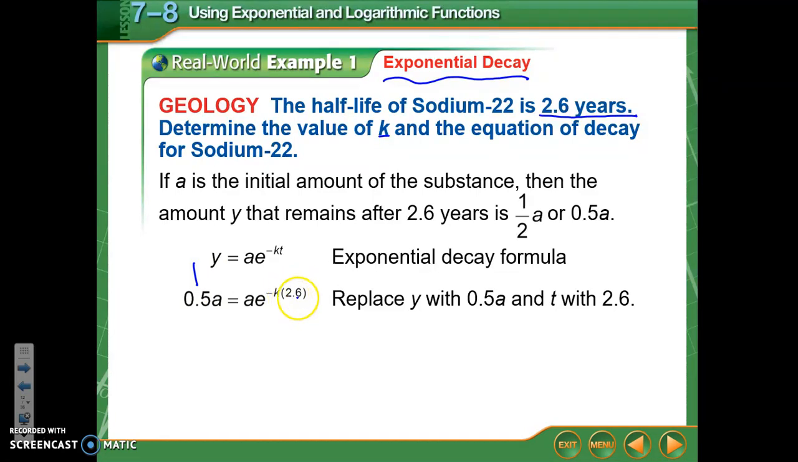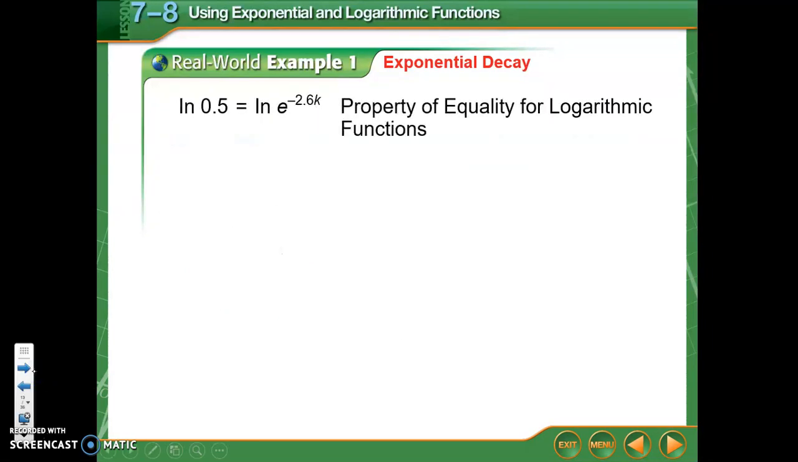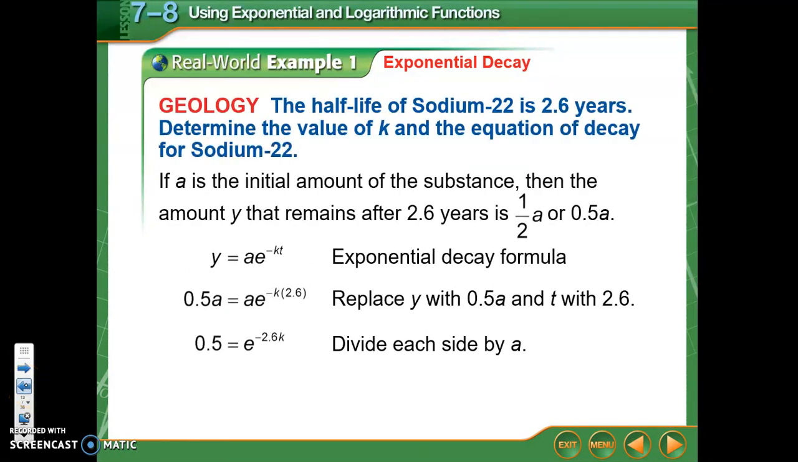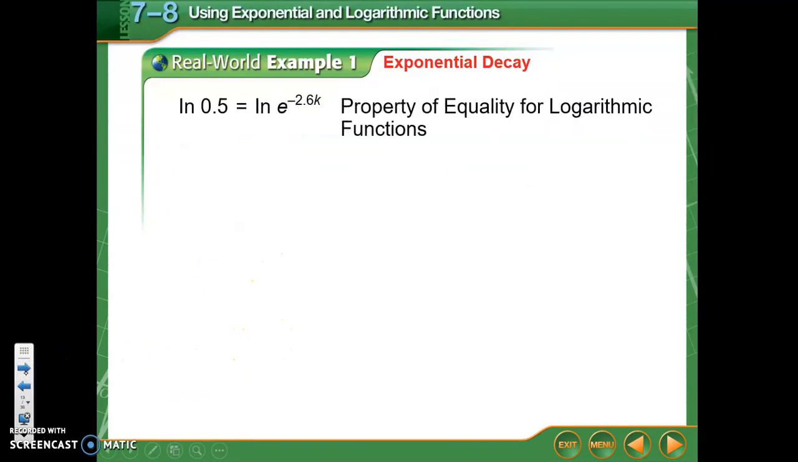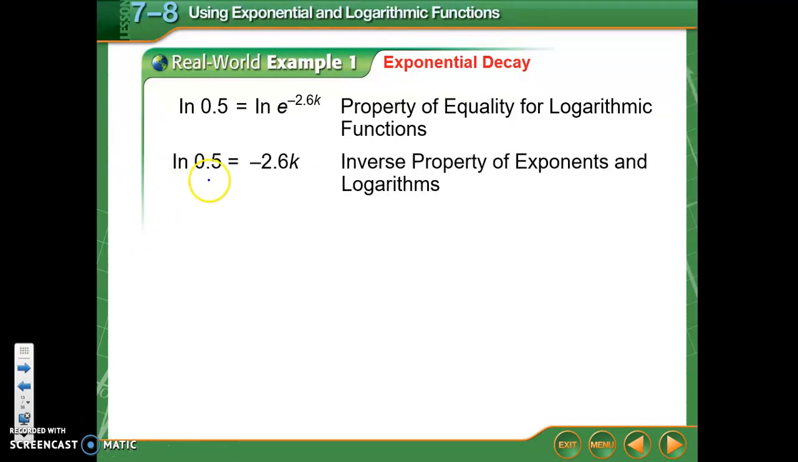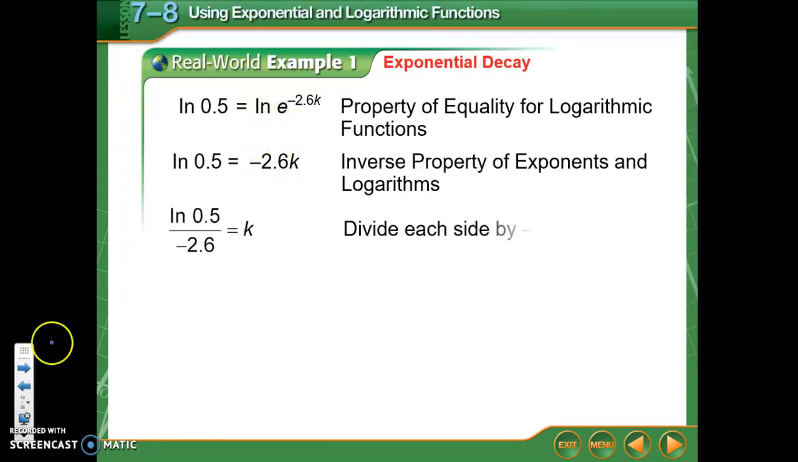Notice I put 2.6 in for my time because I'm only dealing with one half-life, and I need to solve for k. So I'm going to divide each side by A, because basically if 0.5 times A is equal to this e expression times A, they both have to be equal. And then, because here I have a variable in the exponent and I have a base of e, I'm going to take the natural logarithm of both sides, just like we did in the last section. And then the natural log of e, those are inverses, so they undo each other. I'm left with negative 2.6k. And I'm going to divide both sides by negative 2.6. And then I'll use a calculator to get this value.